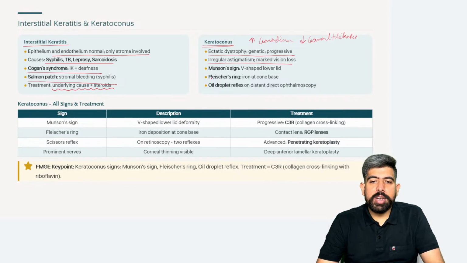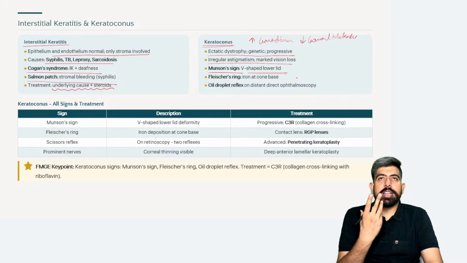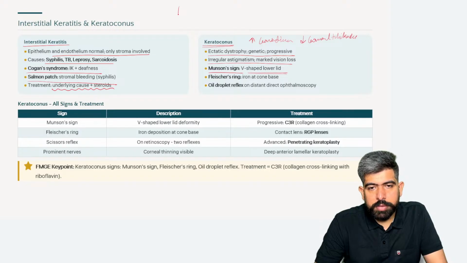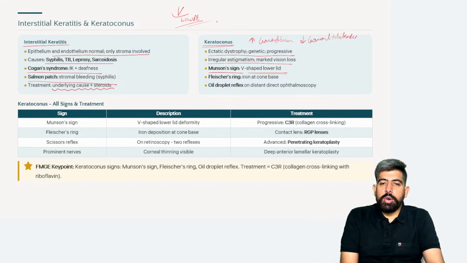What are the important features we are going to see? The Munson sign will be seen when we ask the patient with keratoconus to look downwards. The cone will cause a depression over the lower lid. Okay, depression over the lower lid. This V sign we call the Munson sign.